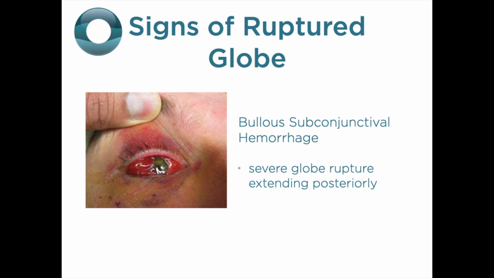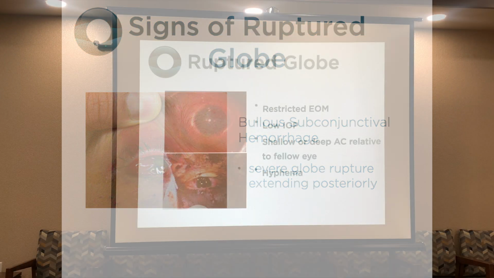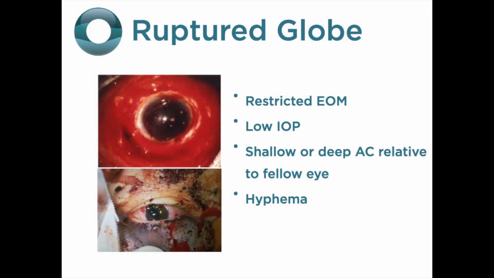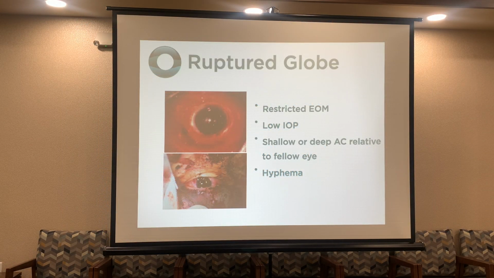Let's go to the next one. You're going to look for restricted ocular muscle movement. There's going to be low eye pressure, but don't check the pressure if you see these things. You don't want to put any pressure on it. You're going to see a shallow chamber. You're going to see a hyphema, sometimes can fill the eye.